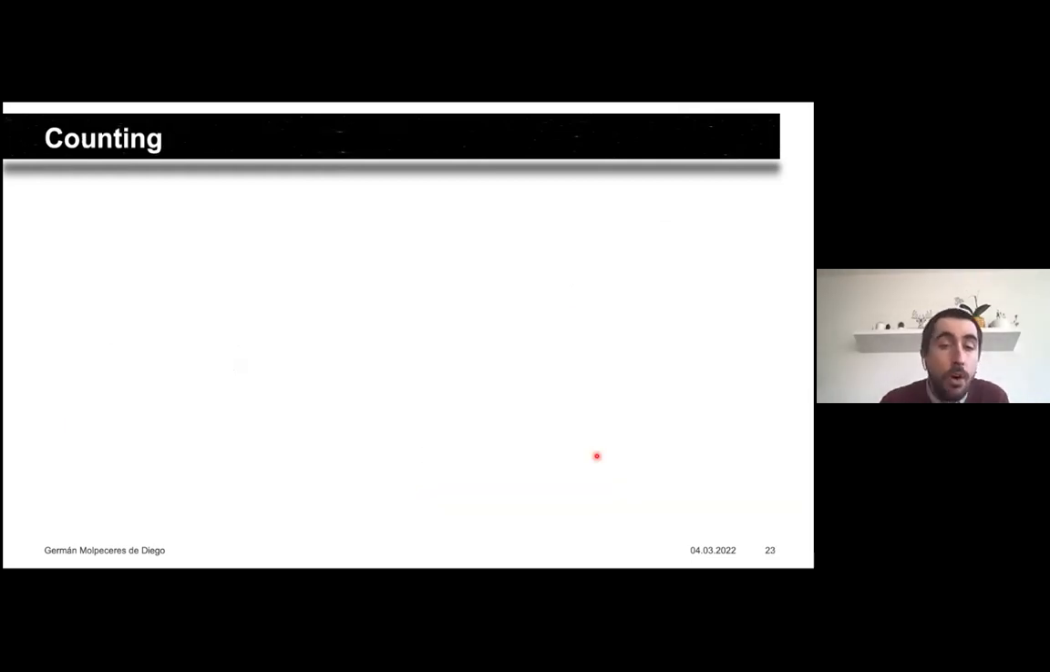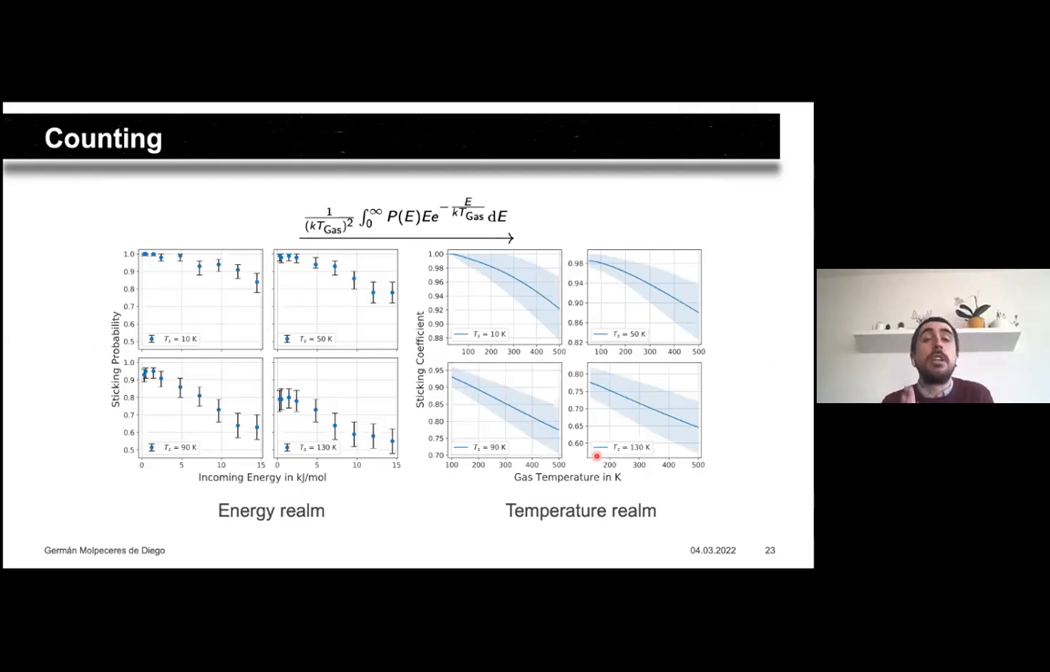After we have all the trajectories collected, it is time to start counting the ratio of trajectories that remain stuck and the ratio of trajectories that bounce back to the gas. If we do that as a function of the incoming energy of the particle and the surface temperature, we observe that the ratio of particles that return to the gas phase is higher when the surface temperature is higher. For example, here at 130 Kelvin, and the energy of the particle is, of course, high. This is on physical grounds, of course. However, this is also only taking into account the energy realm.